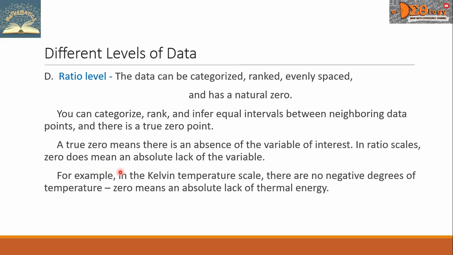For example, in the Kelvin temperature scale, there are no negative degrees of temperature. So zero means an absolute lack of thermal energy. Other examples are height, weight, age, area, and time.